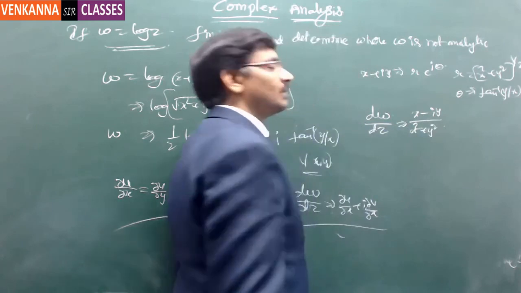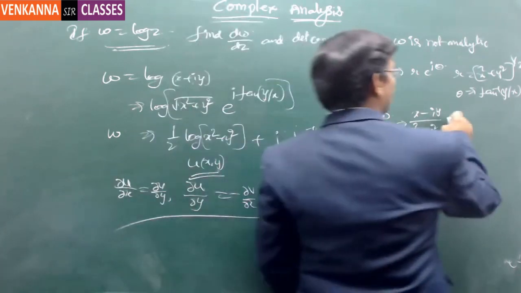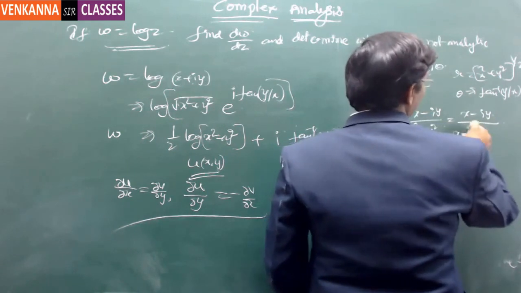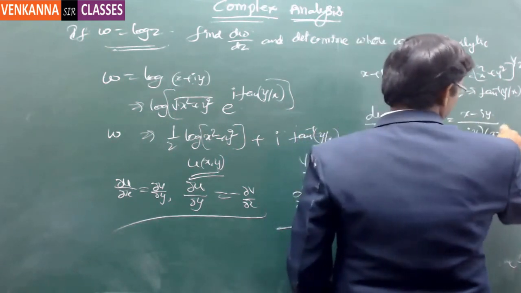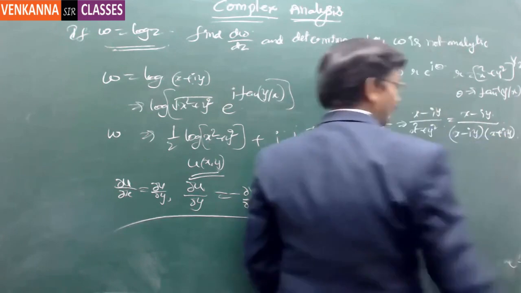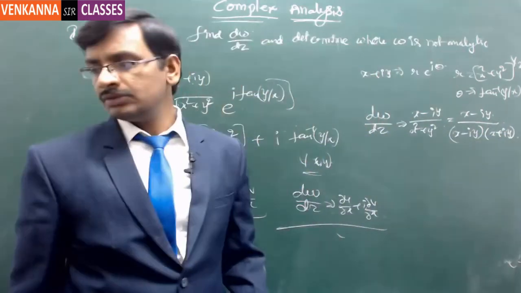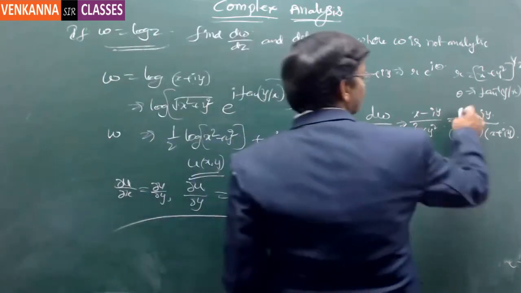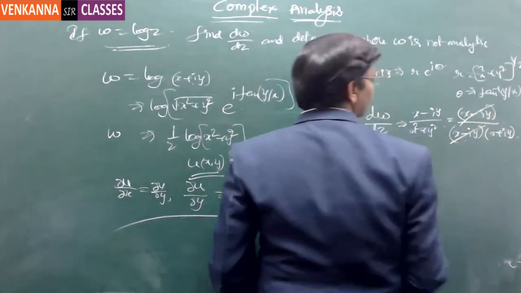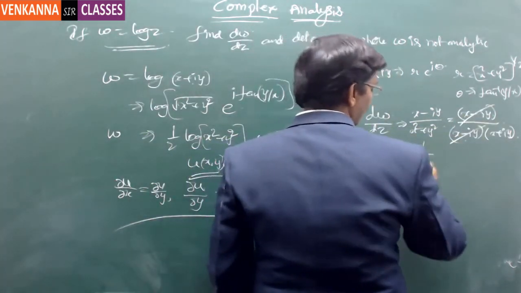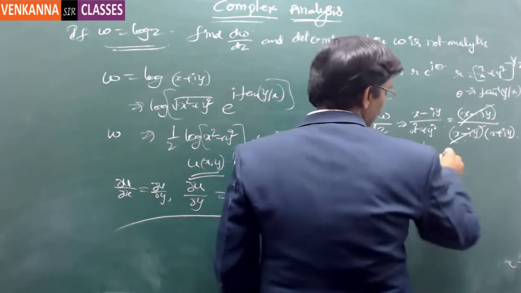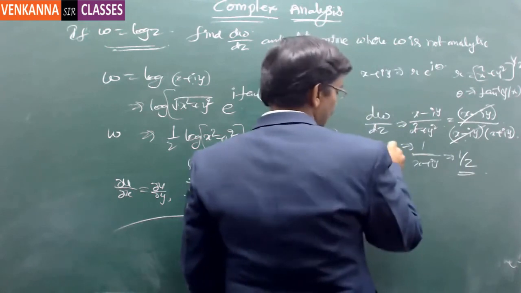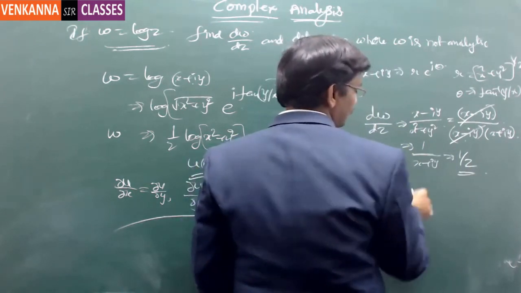Now this x square plus y square can be written as x minus iy into x plus iy. Got it? So this x minus iy and this x minus iy both will cancel out. This will become 1 by x plus iy, which is nothing but 1 by z. So dw by dz is equal to 1 by z.